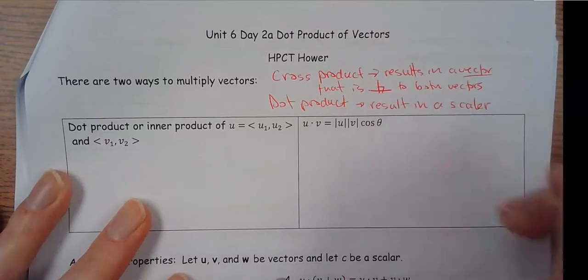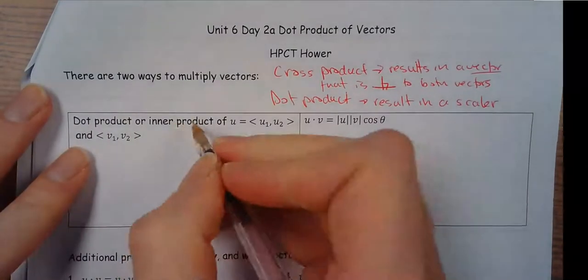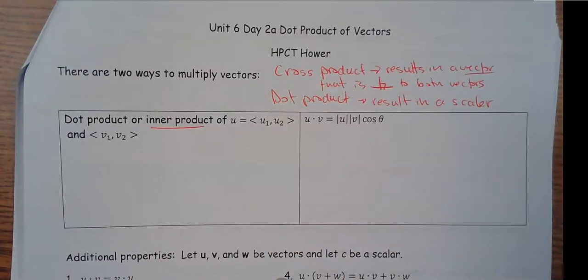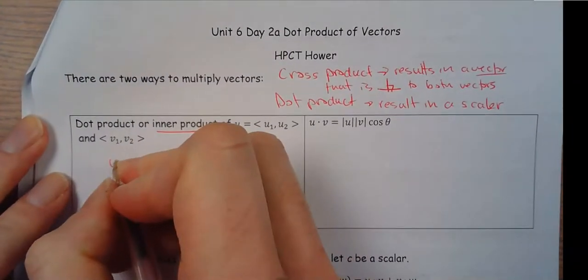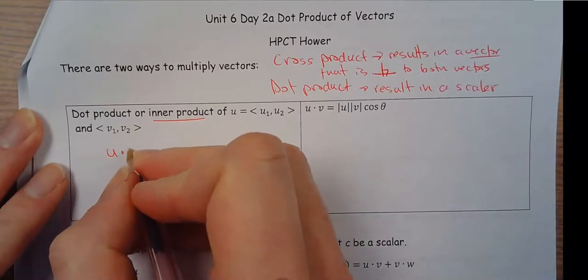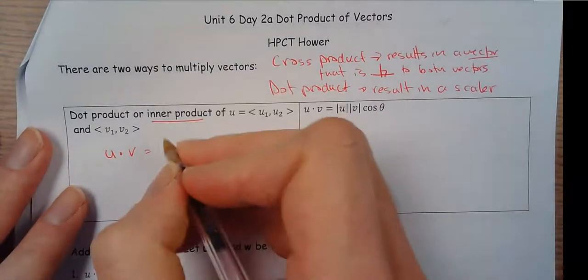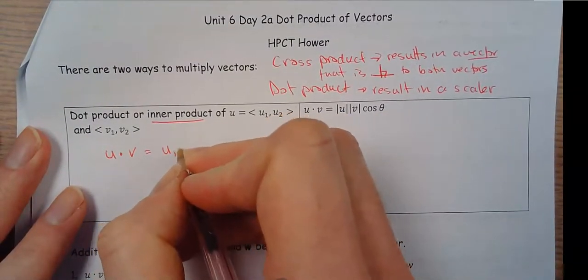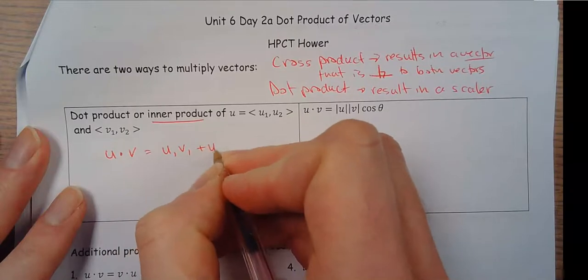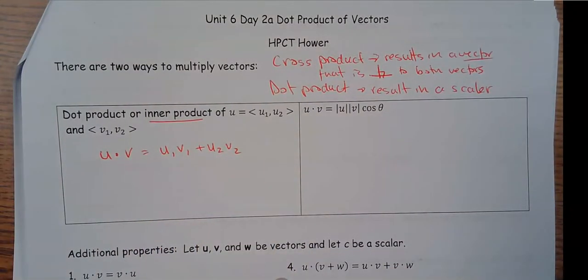Which means it's going to be a number, and those numbers mean something, and we can use them for a lot of cool things. So dot product, or inner product is another name for it. If I let u be u1, u2, and v be the vector v1, v2, then u dot v, which looks like multiplication, is going to be u1 times v1 plus u2 times v2, which is going to equal a number. So when you're done, you add them together to get a number.